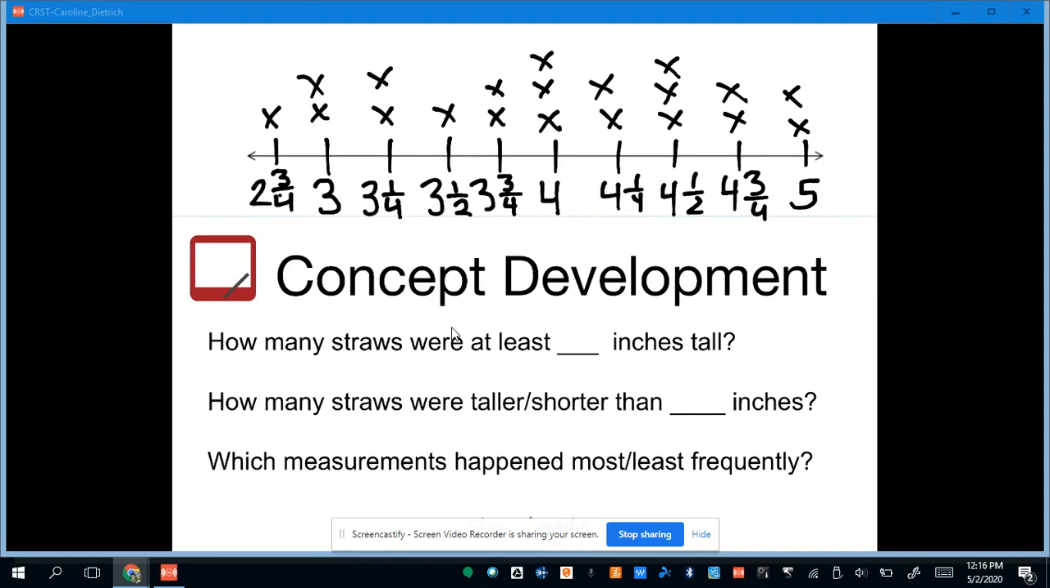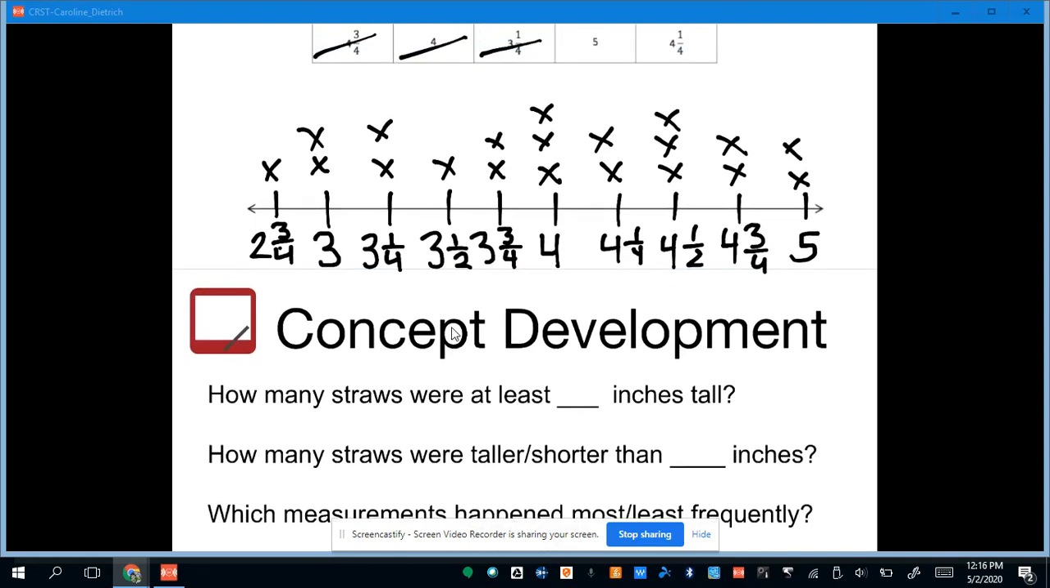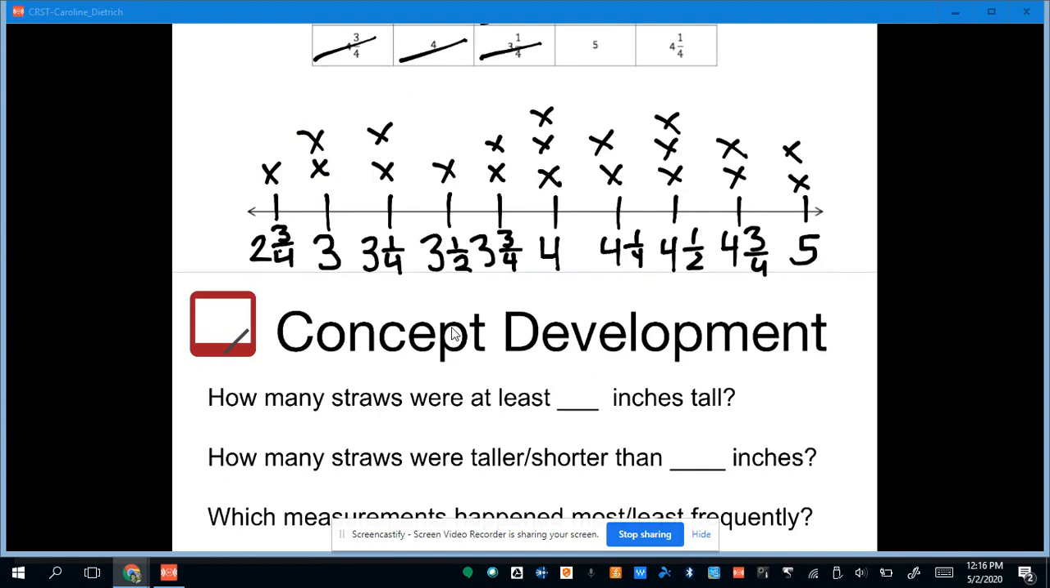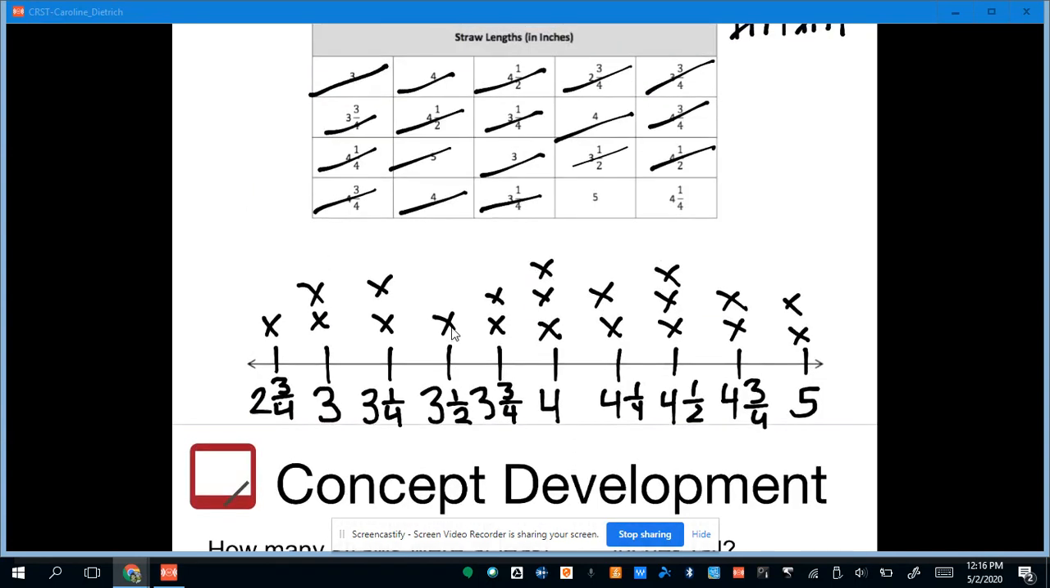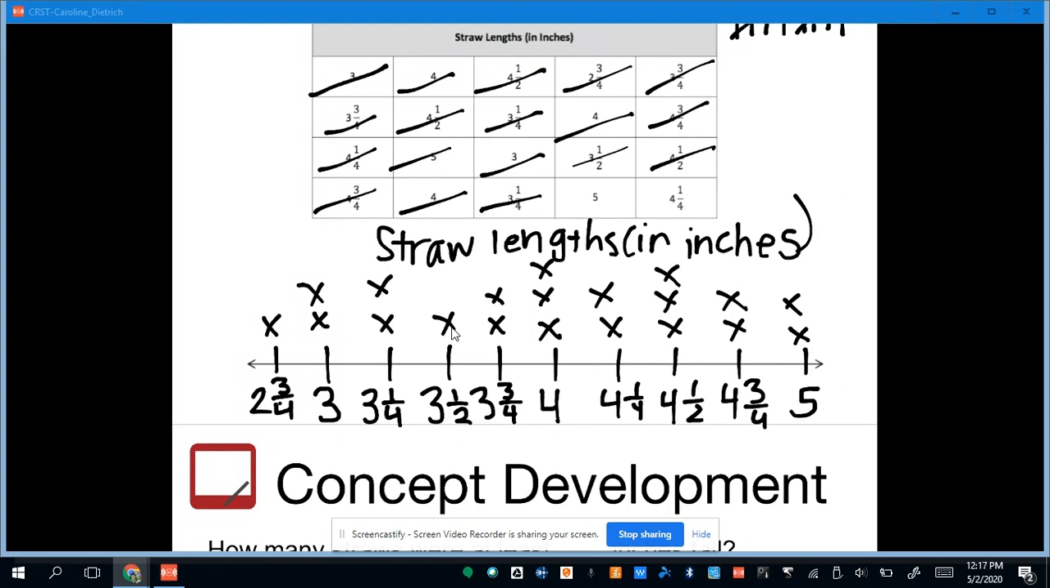Now we're going to answer some questions using our line plot. So first of all, we should add a name. So we know that if our chart was straw lengths in inches, then that should be the label of this too. So straw lengths in inches. And I need to put inches down here. And X equals 1 straw because every X is 1 straw.